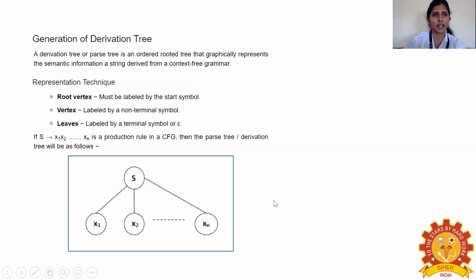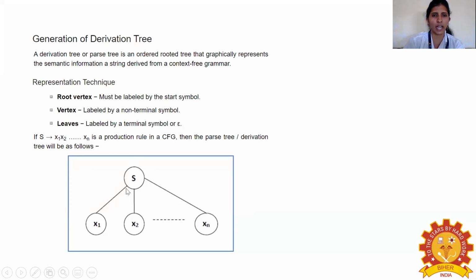Okay, so now let me give the definition of the derivation tree. A derivation tree or parse tree is an ordered rooted tree that graphically represents the semantic information of a string derived from a context-free grammar. The representation technique is as follows: the root vertex must be labeled by the start symbol, the vertices are labeled by non-terminal symbols, and the leaves are labeled by a terminal symbol or epsilon.